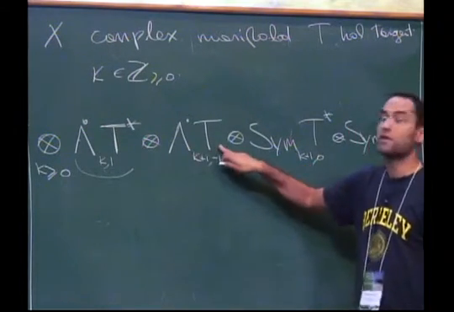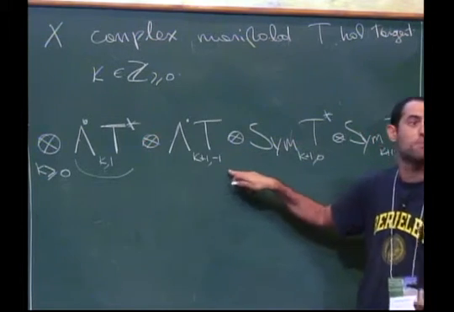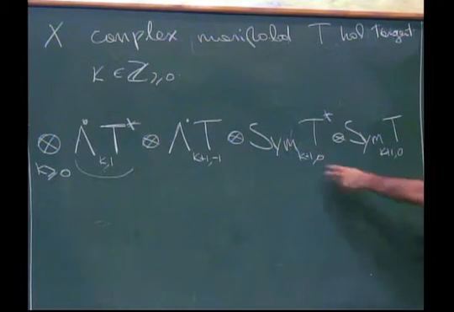A section of T here, I'm declaring the bidegree of that section to be K plus 1 minus 1. And all of these here will have bidegree where the second component of the bidegree will be all 0.